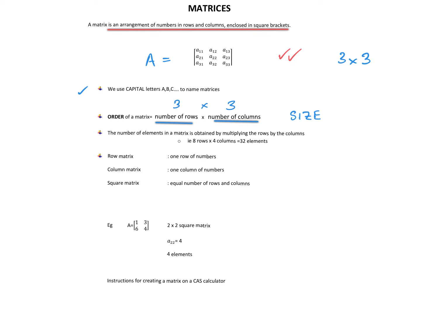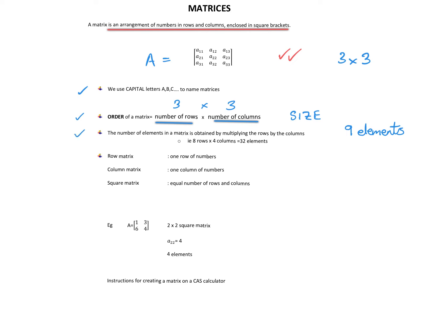Looking at the next point there, the number of elements in a matrix is obtained by multiplying the rows by the columns. Well, that makes sense, doesn't it? So here we had 3 rows, 3 columns. Altogether, we had 9 elements. And if you count them up, you will see that there are 9 there.